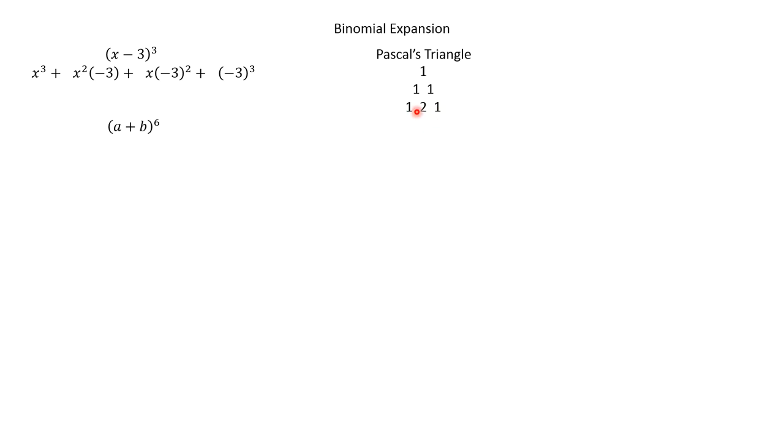We'll have a 1, 1 plus 2 is 3, 2 plus 1 is 3, and then a 1. And then we can keep going. 1 plus 3 is 4, 3 plus 3 is 6, 3 plus 1 is 4, 1 plus 4 is 5, then 10, 10, 5, 1. Take it out another step, 1, 6, 15, 20, 15, 6, 1. And we could take this out forever.